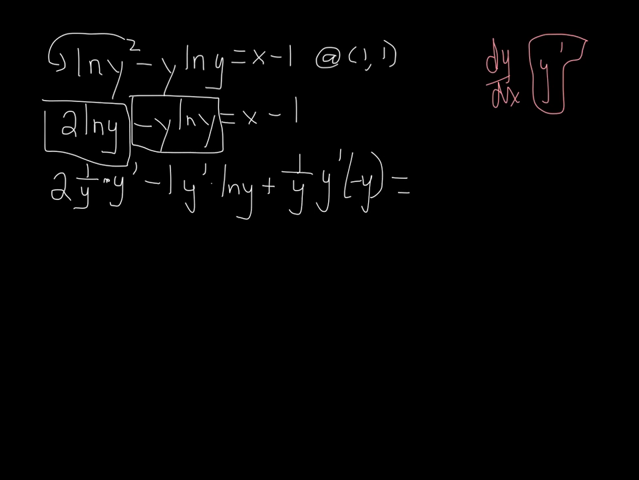On the other side, we have the derivative of just x, which is easy, it's just 1, and the derivative of minus 1 is 0. So I've got all this big mess. I've got 3 terms that all have a y prime in them. So what I'm going to do now is factor out the y prime. In the first term, I'll have 2 over y left over. In the next term, I'll have negative ln y left over. And in the third term, I'll have negative 1 left over.